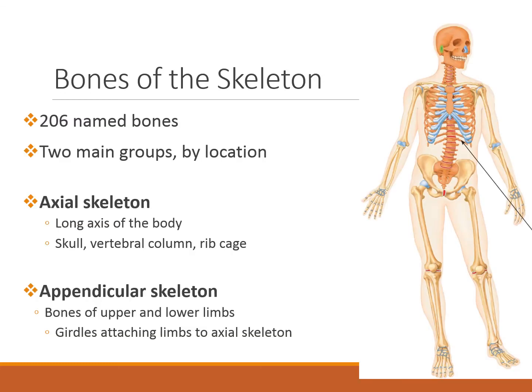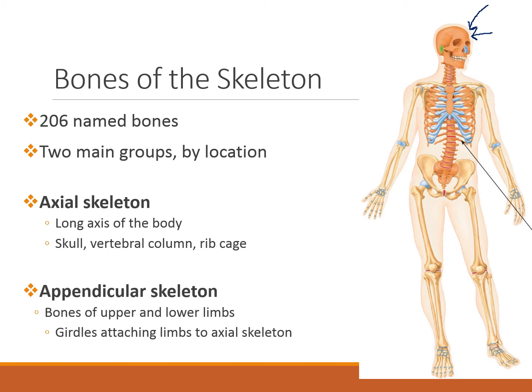There are 206 named bones in the human skeleton, and they're divided into two main groups based upon location. First, you have what's called the axial skeleton. These bones are going to be those that make up the long axis of the body. They're the skull, the bones of the vertebral column, like the thoracic, cervical, lumbar, and sacral vertebrae, and coccyx. And then you have the bones of the rib cage as well. Everything that's in this orange color that you see here is part of the axial skeleton.